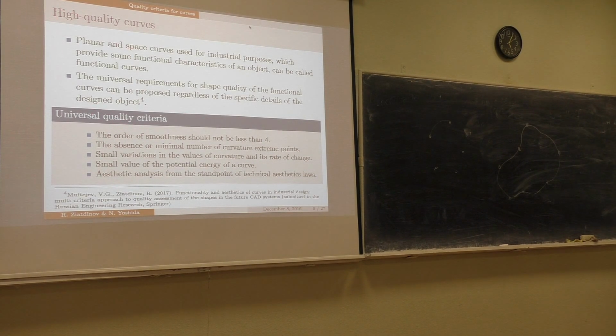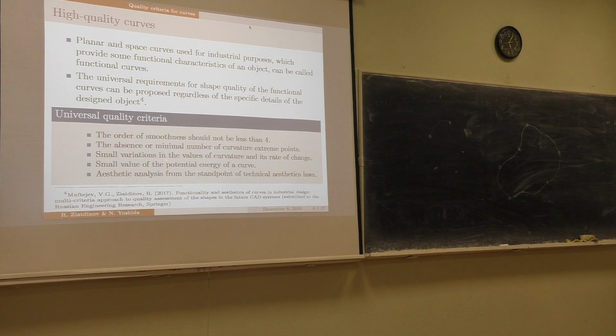So we are interested in high quality curves here. One of the issues is that the order of smoothness should be not less than 4 or higher. Then the absence or minimal number of curvature extreme points, absence is preferred in fact. But in the case of splines, we have so many control points, right? So we cannot avoid them.